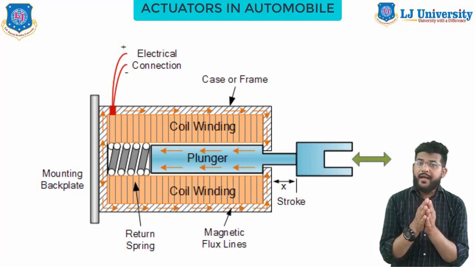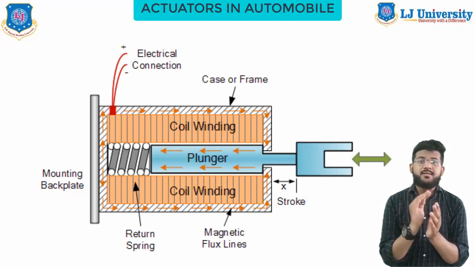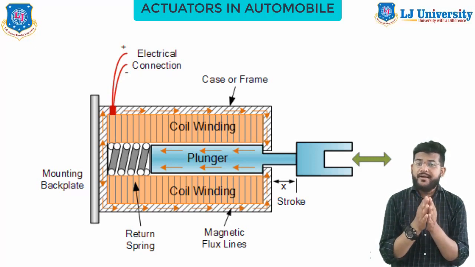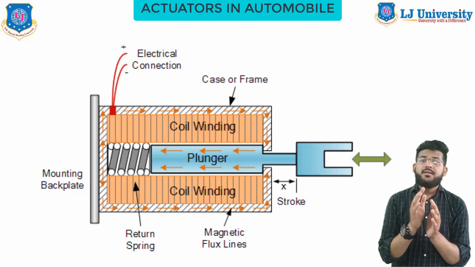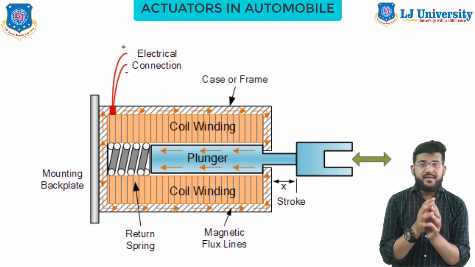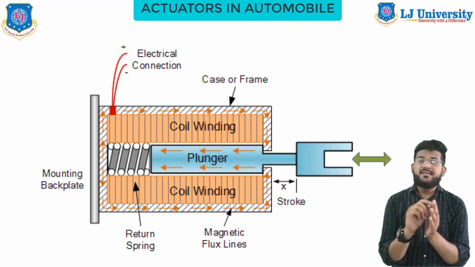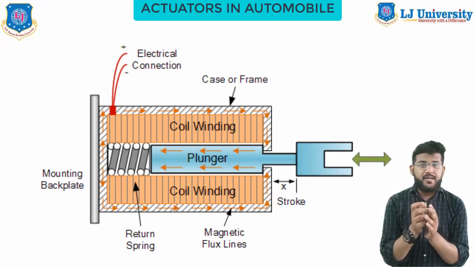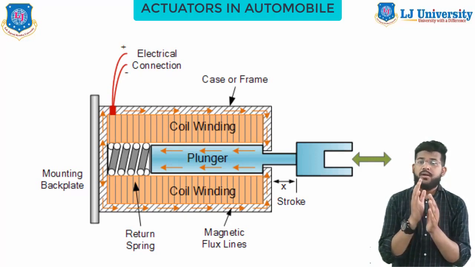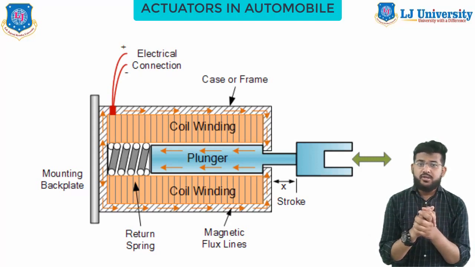These are of two types: one is push, one is pull type. In a pull type solenoid, when the coil is energized, it pulls the connected load towards itself, whereas in a push type solenoid, it pushes the connected load away from it. The construction of both types is the same except the design of the plunger and the location of the return spring. So this was about the linear solenoid.